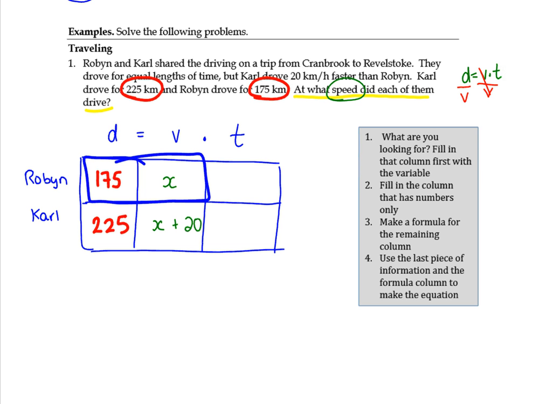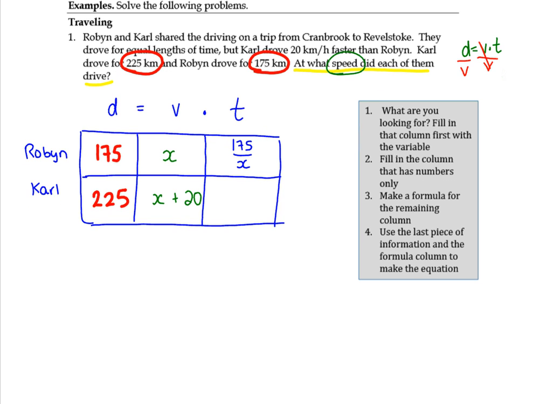Okay, so distance divided by my time. I'm using those two boxes to make the third, using the equation to make the third. So distance divided by speed. So Carl's distance divided by speed gives his time. So what would I write for Carl's time?